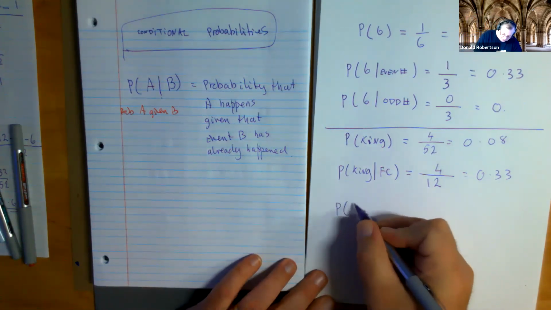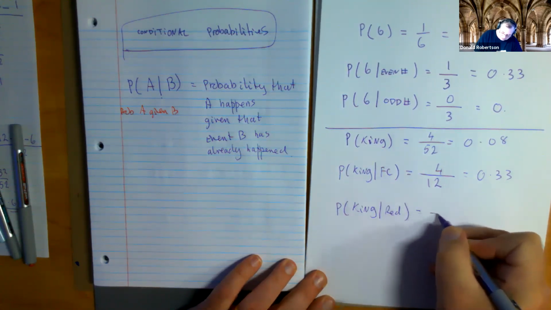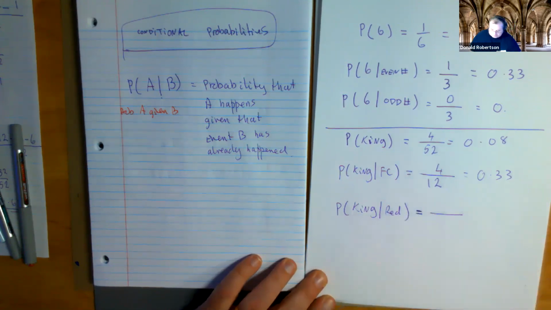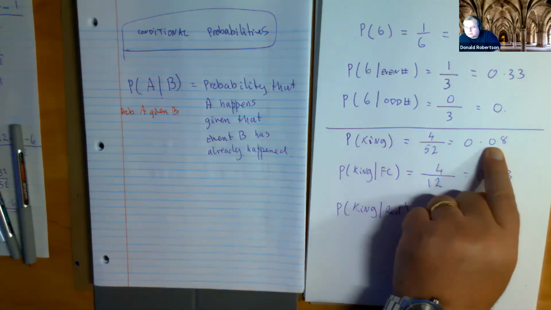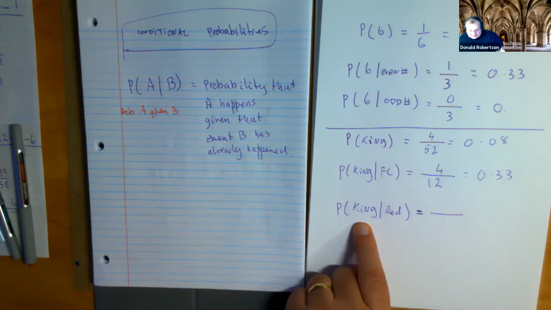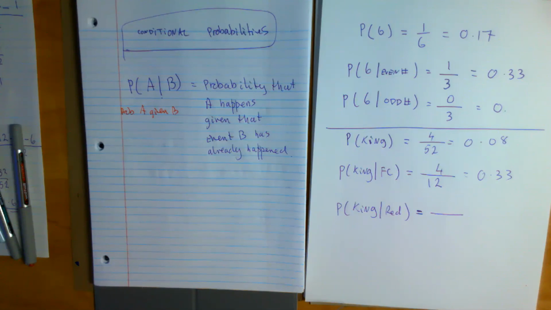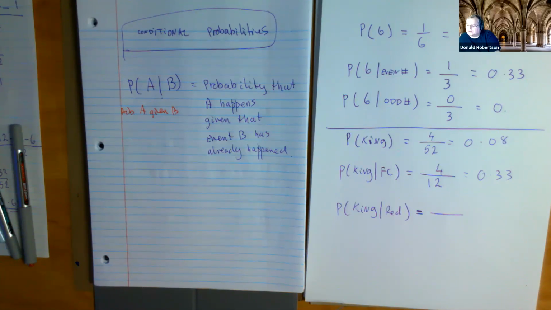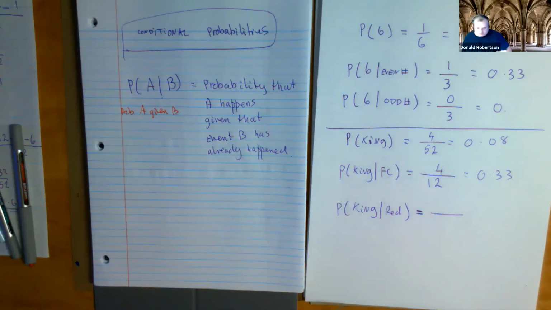What about this one? What's the probability of getting a king, given that it was a red card? Now, the chance of me just getting a king with no extra information is about 8% of the time. I wonder what the chances of getting a king being told that it's a red card. Do you think that might help, hinder, or make no difference? Raina, you got an answer? I think it's gonna make a difference, but it's gonna be very little. Okay, let's see what happens.